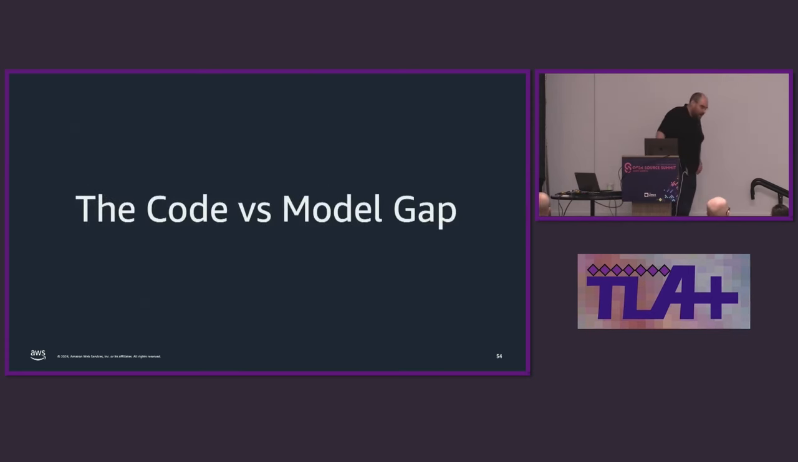The other thing that's often on my mind in this space is this classic code versus model gap. This is the thing that people bring up. As soon as you start talking about formal or automated reasoning tools, they say, well, what if the code that I write doesn't match this model that I built, doesn't actually match my specification? And I think a lot of the folks in this space are dismissive of this point, and dismissive of it for some good reasons. It actually hasn't turned out, at least in my experience, to be as big an issue as folks make it out to be.